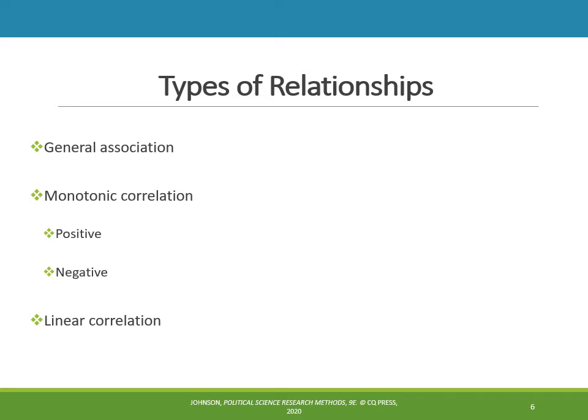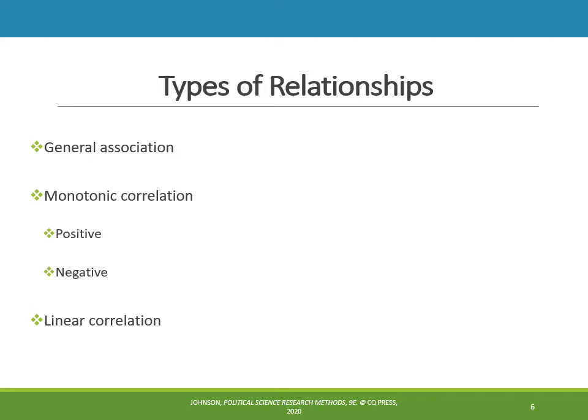But if we want to take it a step further and have a deeper understanding of the relationship between variables, we start to think about the monotonic correlation between two variables. And that is just a fancy way to say the types of correlations that are possible. And there are two major categories. You have a positive correlation and then you have a negative correlation.